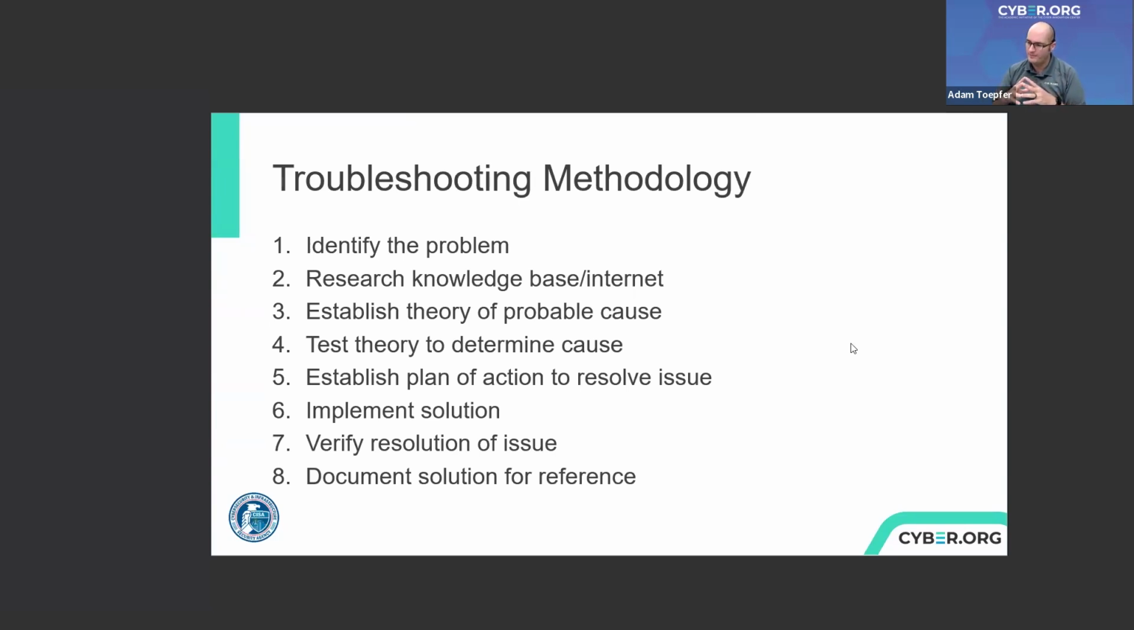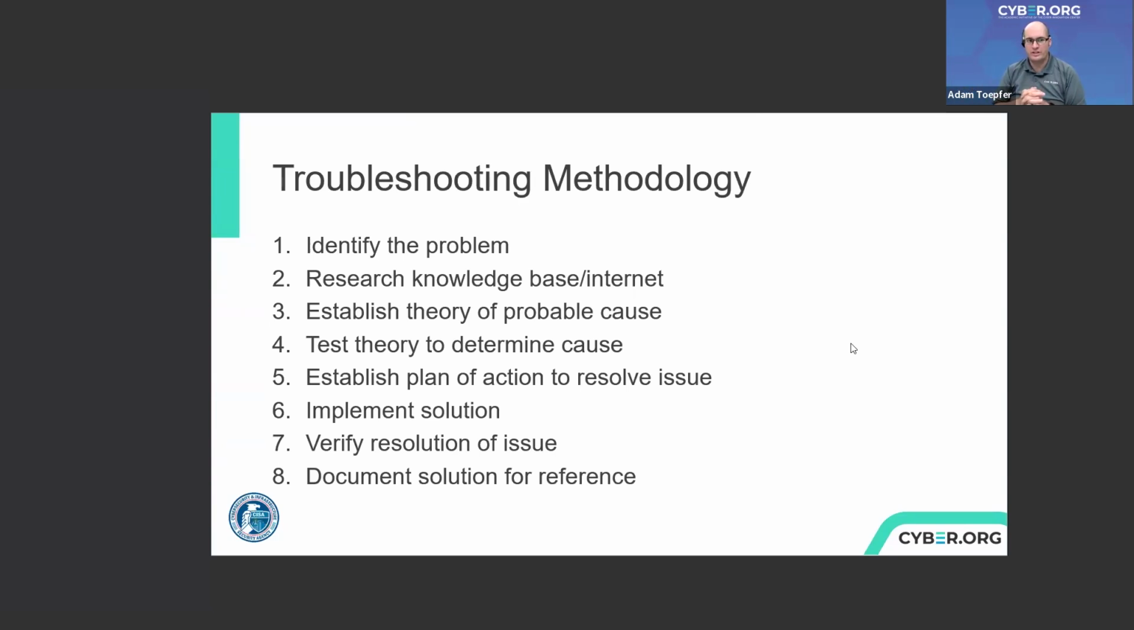Now, a lot of students I find always ask a question between 4 and 5. If we test a theory on our computer and it fixes our computer, why do we need number 5 and 6 and 7 and 8? They get the document, right? But they don't understand why there's a plan of action if you just fix the issue.